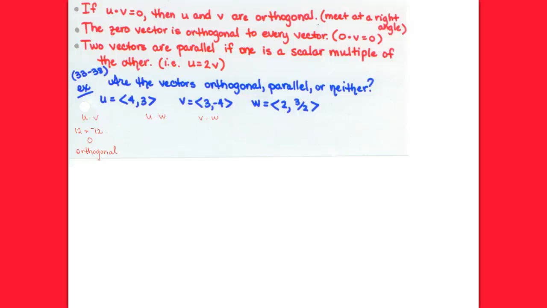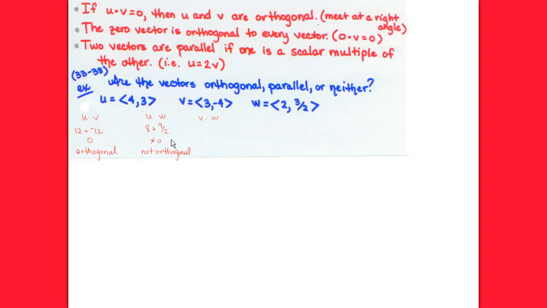All right, let's try u and w. Same exact scenario. I'm going to do the dot product of u and w. So I'm going to do 4 times 2, which is 8, and I'm going to do 3 times 3 halves, which is 9 halves. That's not 0, so they're not orthogonal. They may be parallel, they may be neither, but they're not orthogonal.